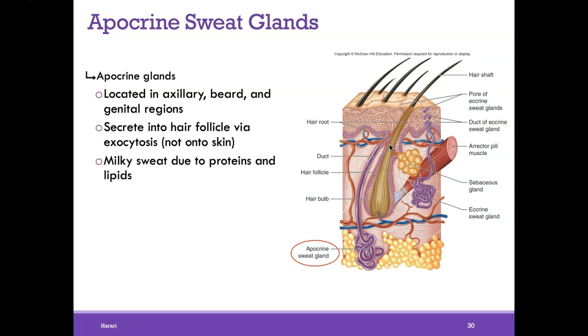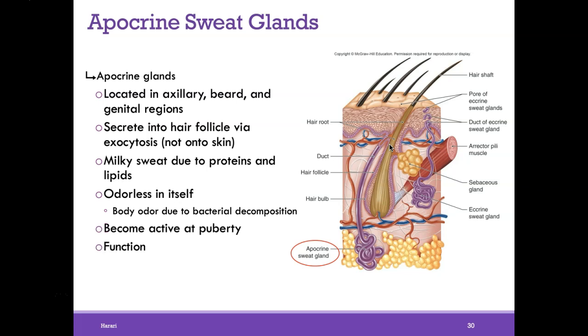So the sweat from an Apocrine gland has more lipids in it, and it's odorless in itself. But what happens is some bacteria are attracted to it, and as they decompose those lipids, it produces a body odor.